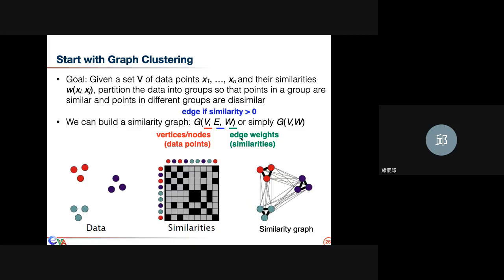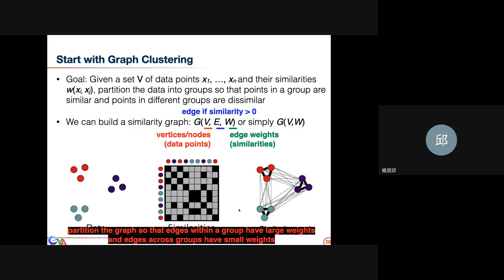Okay, so you can denote this graph by G of V, E, W: the nodes are your data points, and there is an edge for a data point pair if its similarity is bigger than 0. The W is basically the edge weight defined based on the similarity. So you can have a similarity graph like this.